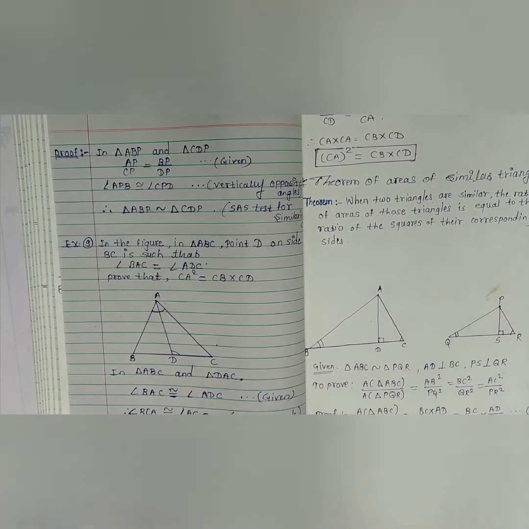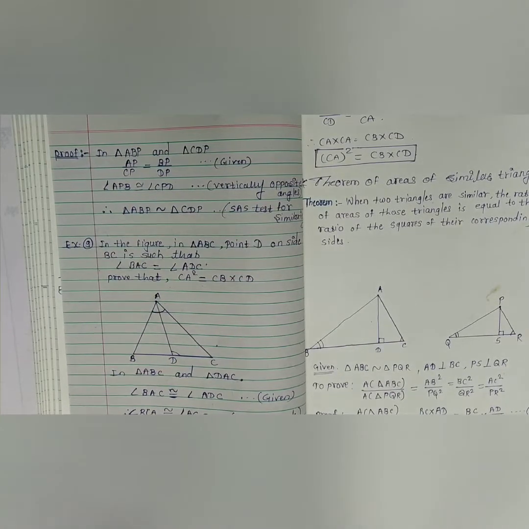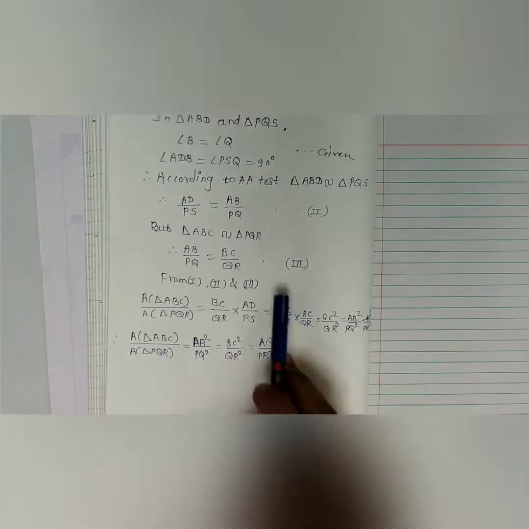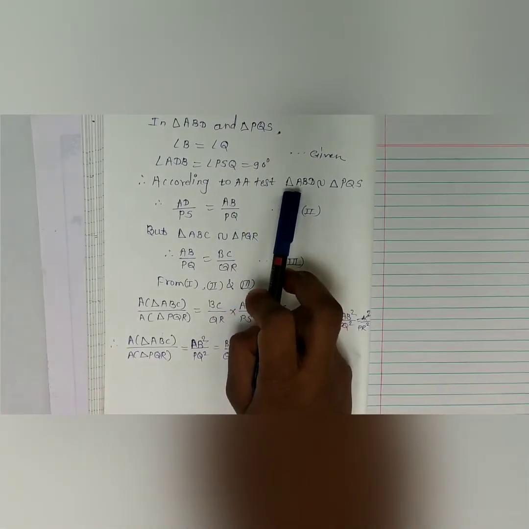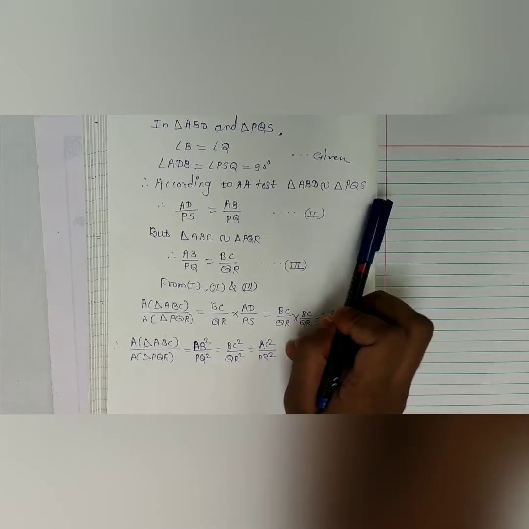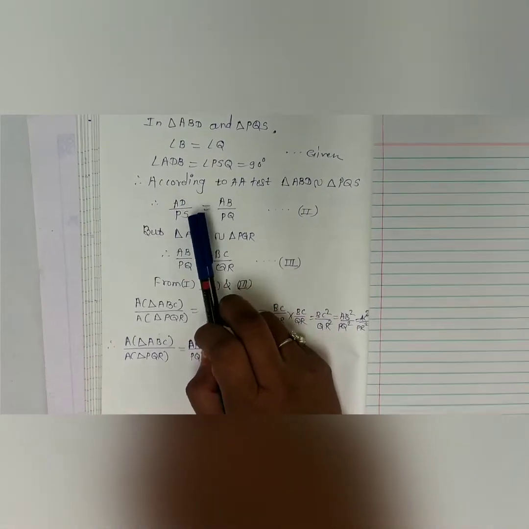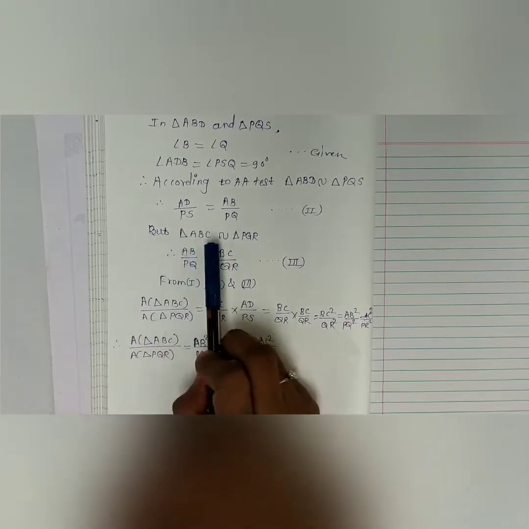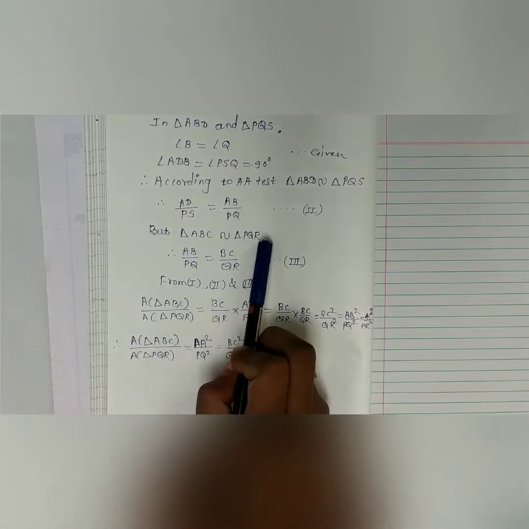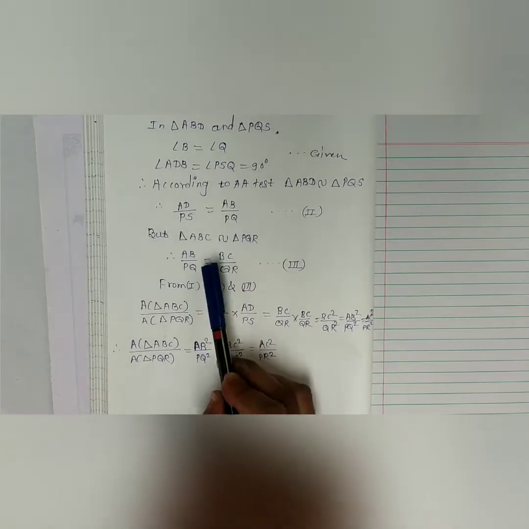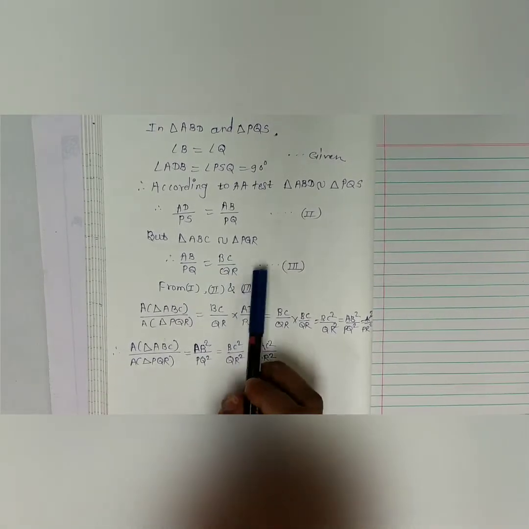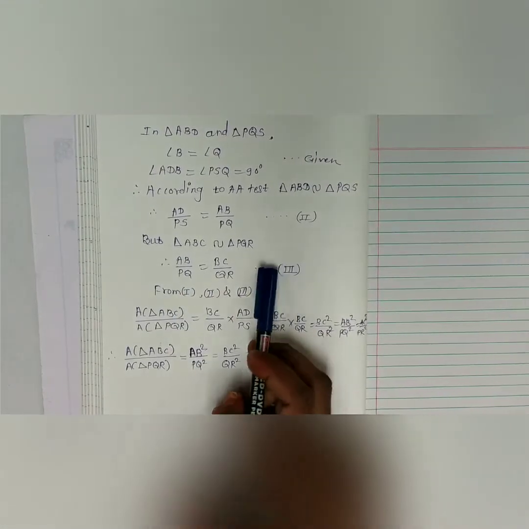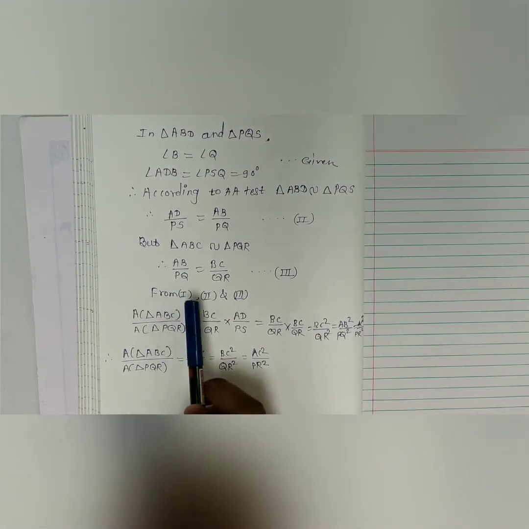Therefore, their sides are in proportion, means AD upon PS is equal to AB upon PQ. According to the AA test, triangle ABD is similar to triangle PQS. Therefore, AD upon PS is equal to AB upon PQ, and give it number second. But triangle ABC is similar to triangle PQR and therefore AB upon PQ is equal to BC upon QR. If two triangles are similar, then their sides are in proportion. From first, second and third.